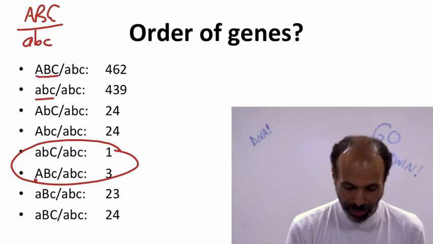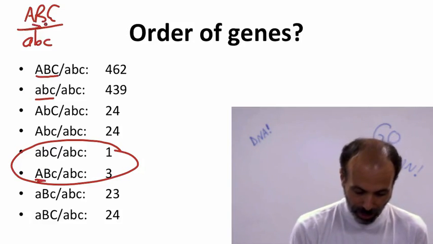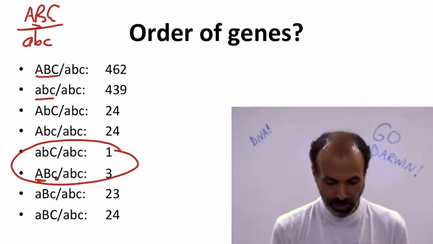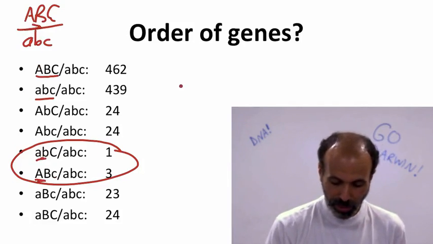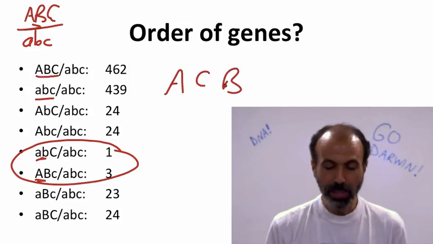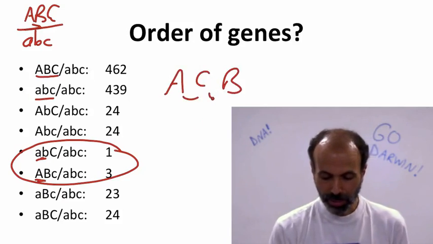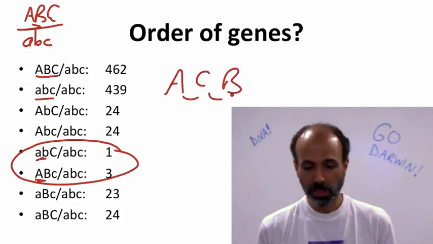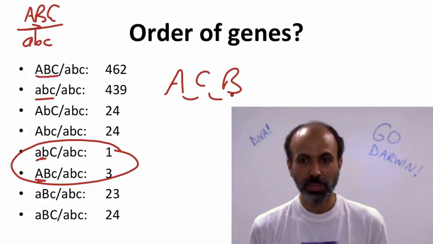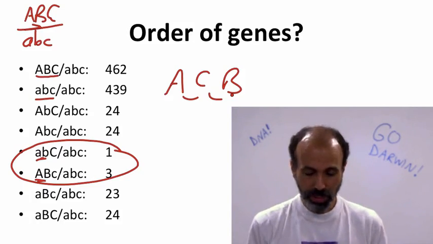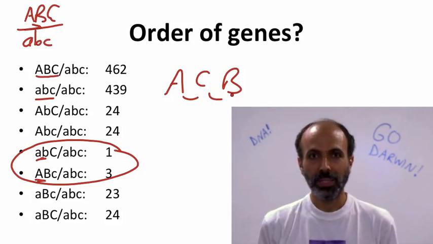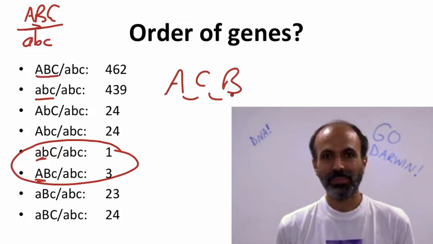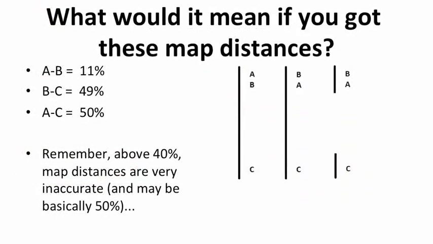Given that, when we look at it, A and B are in the same phase relative to the parents, and C is in a different phase. So in this case, we can infer the order is actually A, C, B. And then we can calculate the distance between these pairs of genes. So why don't you go ahead and give that a shot. See if you can calculate the distance between them, and you can look online to see if you got the right answer.